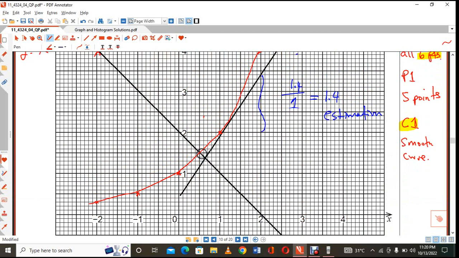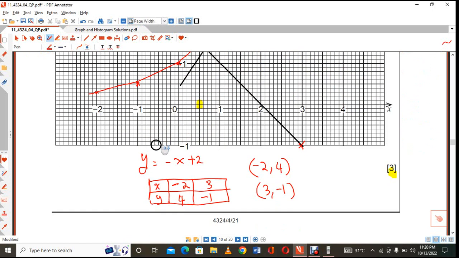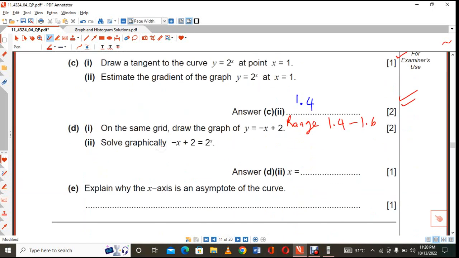So you see that they meet here, all the way here. If you look nicely, you're going to have this point here, and of course that is 0.5. All of us should get the same answer for that question. So 0.5, 2 marks for my line, 1 mark for that.